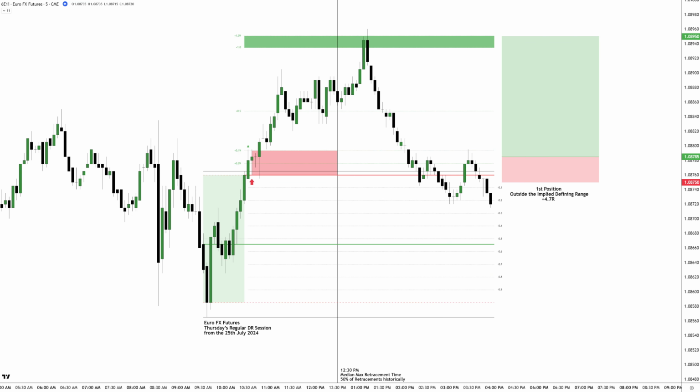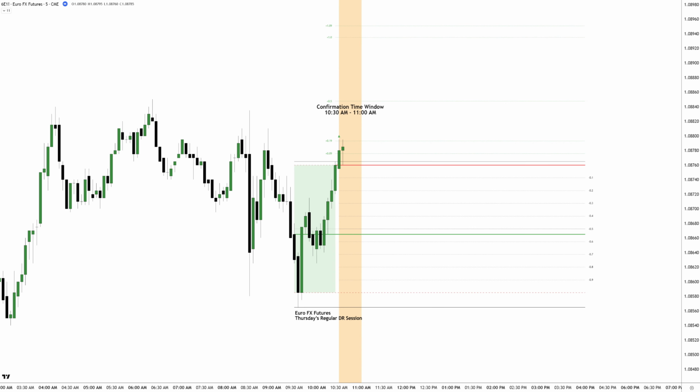Thursday's regular DR session from the 25th July 2024. Entry after the close of the first candle after confirmation outside the implied defining range would have resulted in a plus 4.7R trade. Let me summarize it once more.